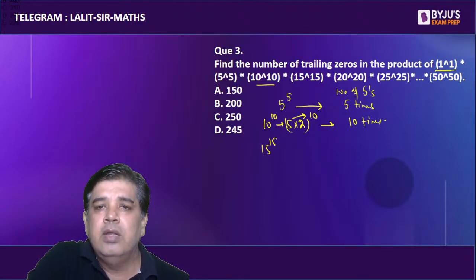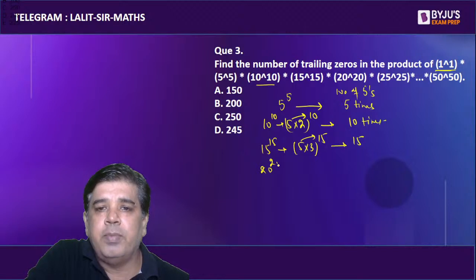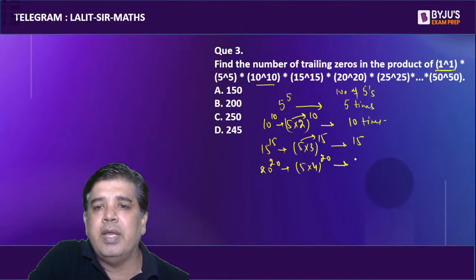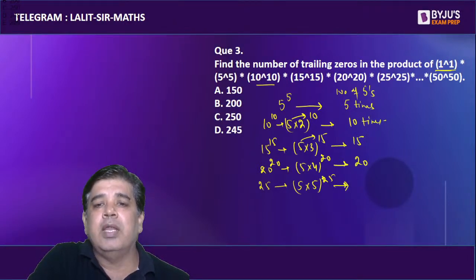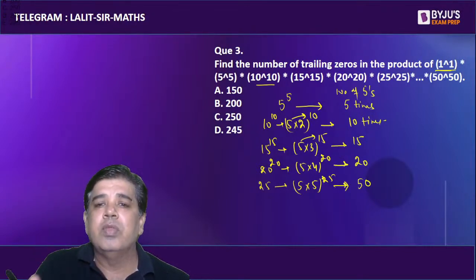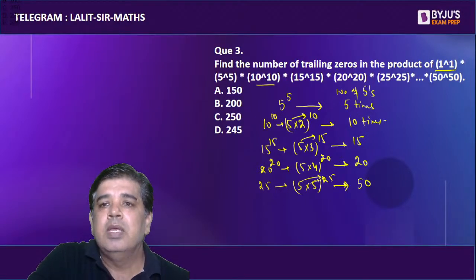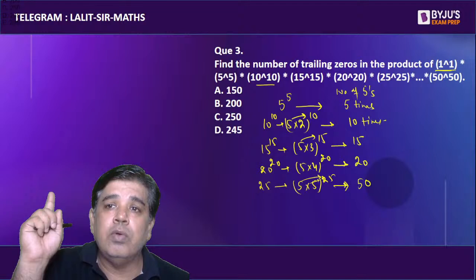15 raised to power 15 is 5 into 3, raised to power 15. How many times is 5 coming? 15 times. 20 raised to power 20 is 5 into 4, raised to power 20, right? 20 times. Now 25 is actually 5 into 5, raised to power 25. Both 5s will occur 25 times, so here we will double the number of 5s: 25 the first time and 25 the second time. Total 50 times, right? And this all goes up to 50.